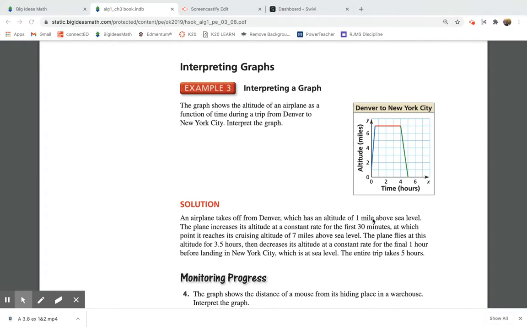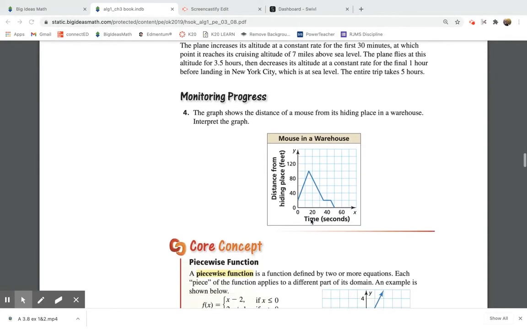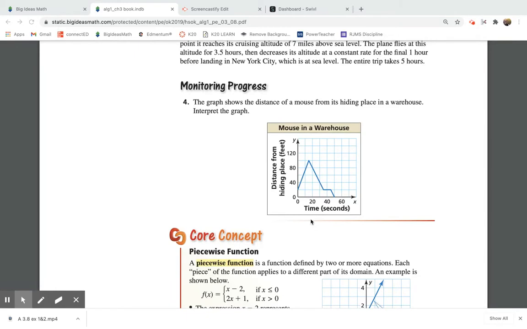They say it started out 1 mile above sea level. That's kind of how they worded that. And then they say the total trip took 5 hours. So you're just describing the same thing, analyzing it, but now in terms of the problem and using the numbers where possible. Okay, so you are going to try this one. If you can't, just watch me do it. It's okay if you're still a little confused on this.